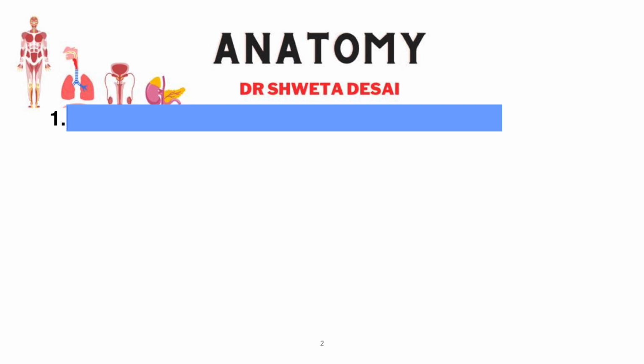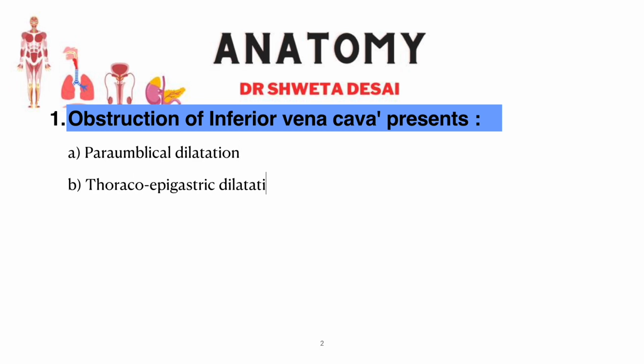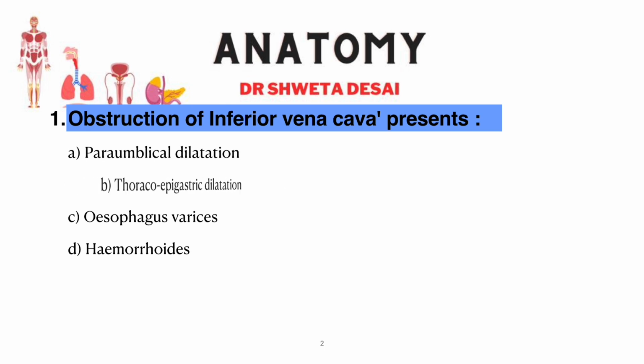Question 1. Obstruction of inferior vena cava presents: A. Paraumbilical dilatation, B. Thoracoepigastric dilatation, C. Esophageal varices, D. Hemorrhoids. The correct answer is A. Paraumbilical dilatation and B. Thoracoepigastric dilatation.